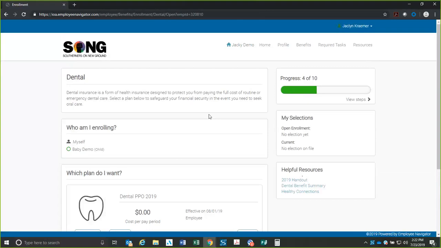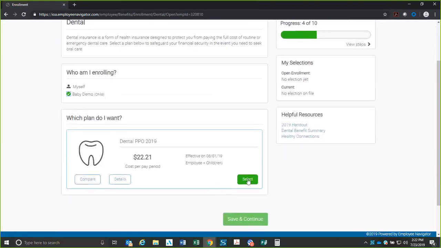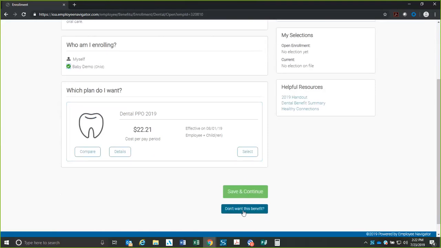This is your dental plan. Under here, again, you can either choose yourself or your dependent, and the rate will change. You can see that it's effective and how we're enrolling, and you can enroll, or you can scroll all the way down at the bottom and say, I don't want this benefit. Baby's too young for dental, so we're just going to take her away.